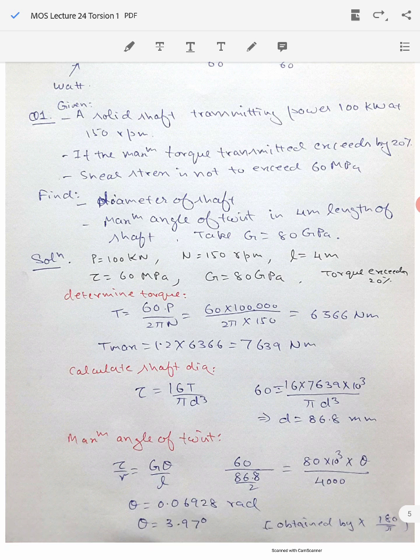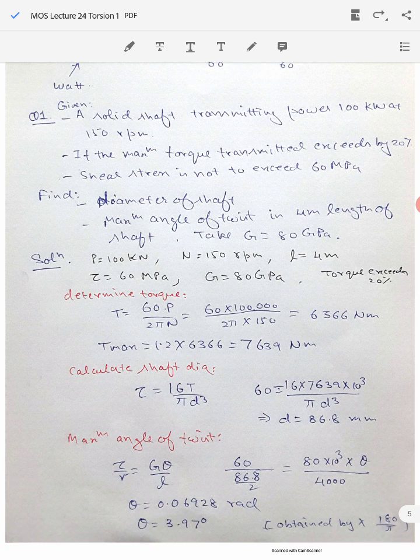It is given in the numerical that the maximum torque transmitted exceeds by 20% of what you are going to calculate from this relation. Occasionally there may be a variation of the torque values, so the maximum torque value is 20% higher than what you are going to calculate from the formula.